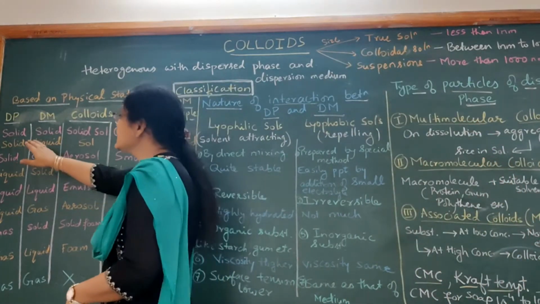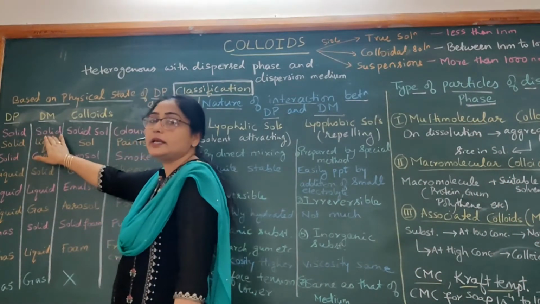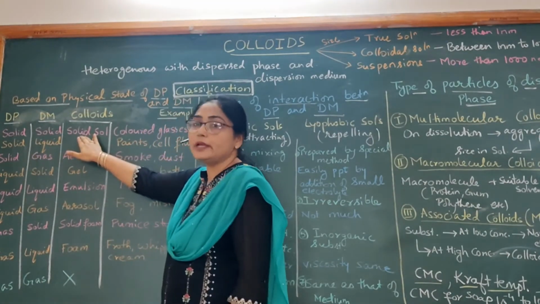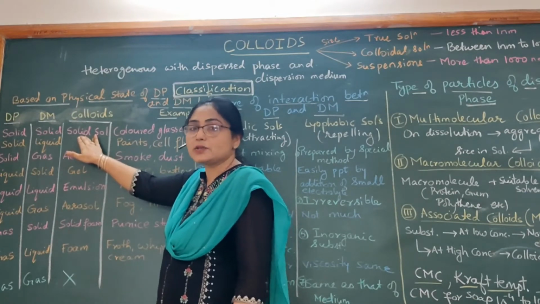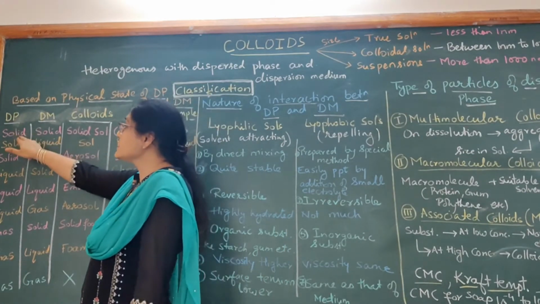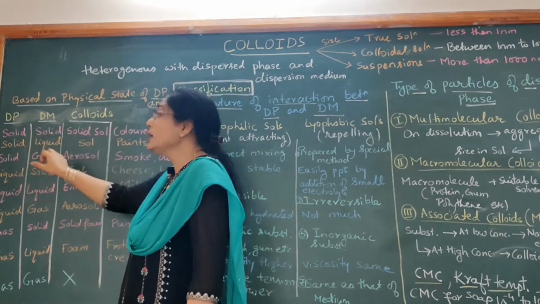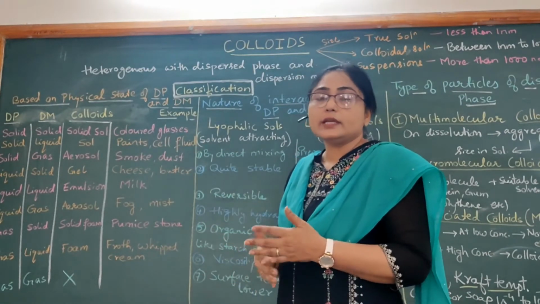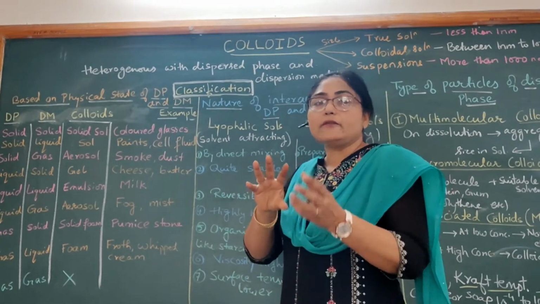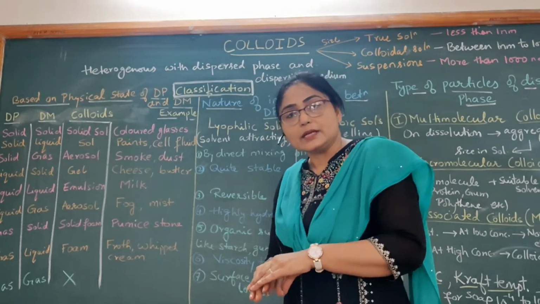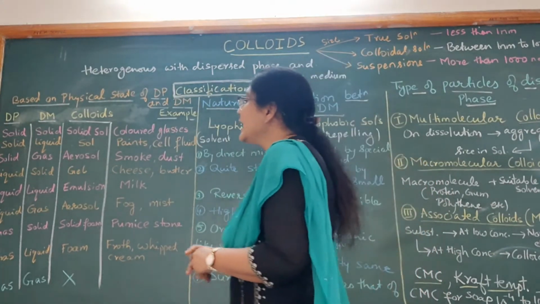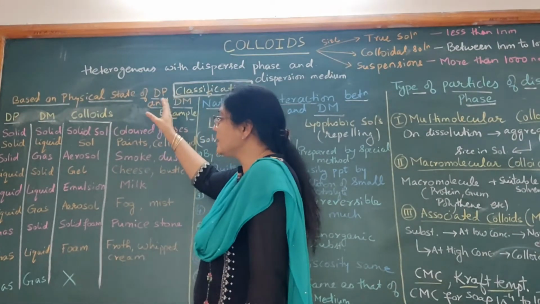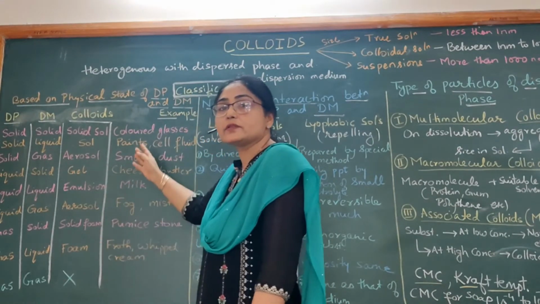Now, if your dispersed phase is solid and dispersion medium is also solid, the name of the colloid is considered to be solid sol. This is known as solid sol, where the dispersed phase is solid and dispersion medium is also solid. Examples are colored glasses, gemstone, in which the solid phase is dispersed in the solid dispersion medium. Based on the physical state of dispersed phase and dispersion medium, there are eight different types of colloids.